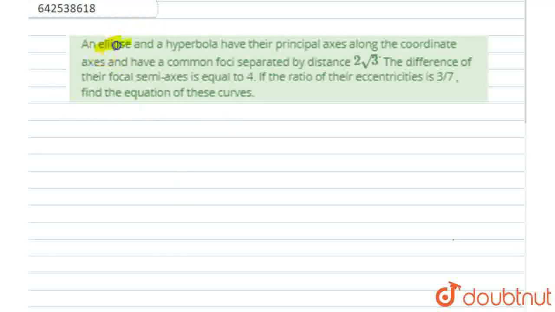An ellipse and a hyperbola have their principal axes along the coordinate axes and have common foci separated by the distance 2 root 3, and the difference of their focal semi-axes is equal to 4. The ratio of their eccentricities is 3/7. Then find the equations of these curves.